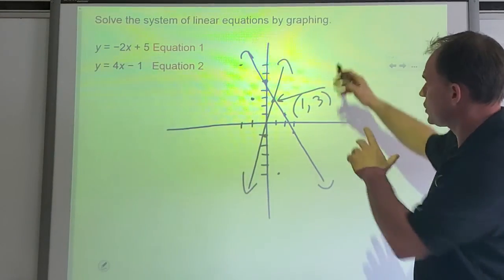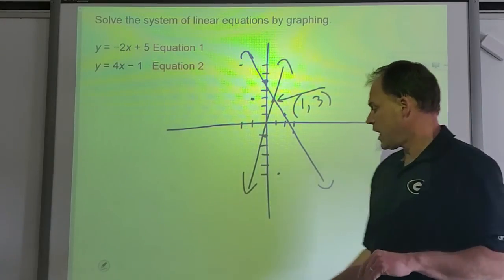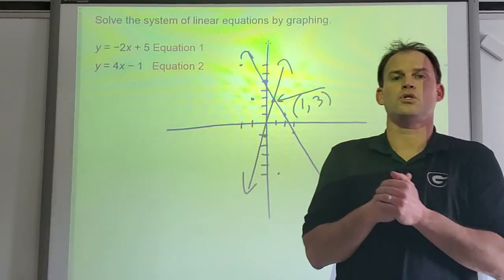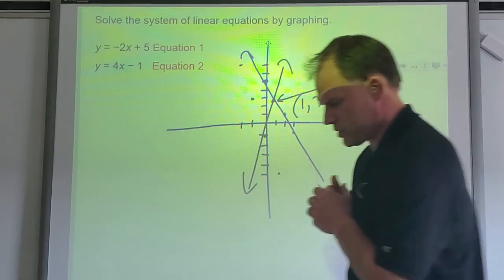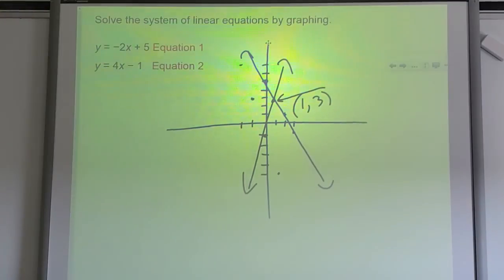So all you're going to have to do is look at a graph. The graph will be there, and then you can tell me where the two lines cross. All right, boys and girls, take your time, ask questions. Good luck.